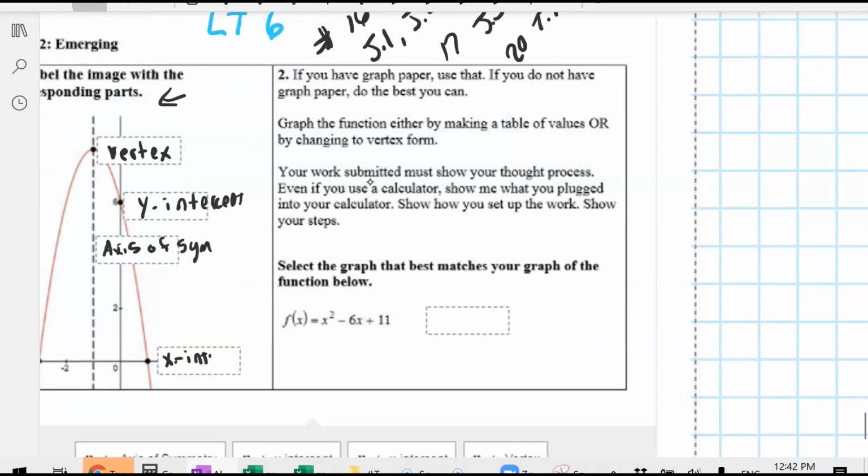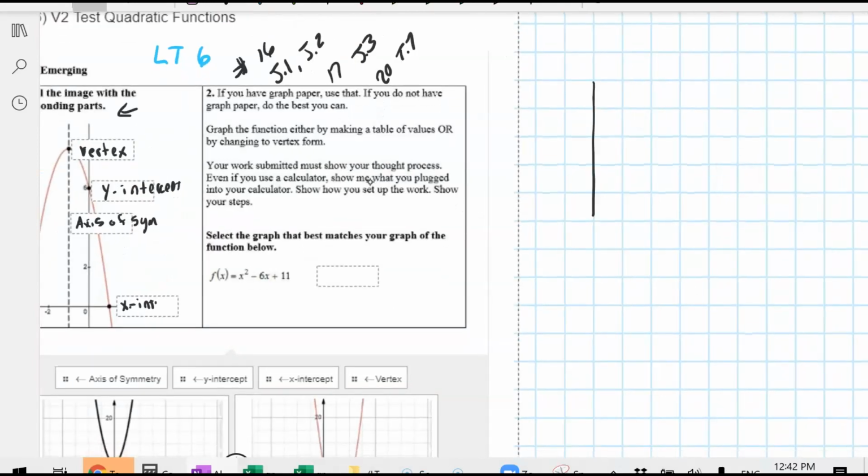There are 2 ways you can complete this. One is by making a table. You should first know where the vertex is. So it'd be nice if you found the axis of symmetry first.